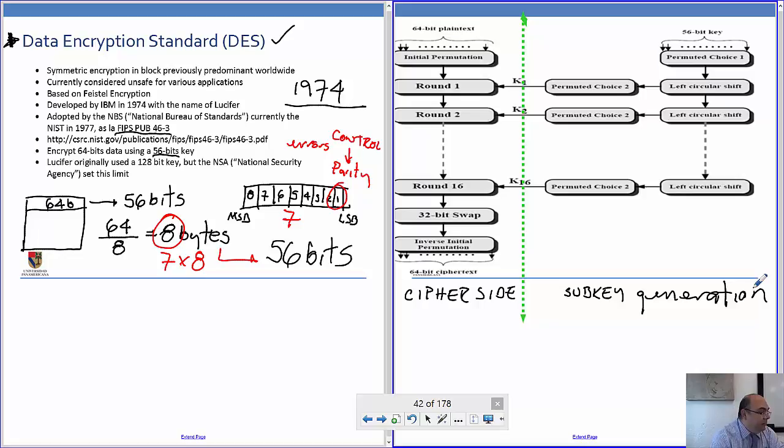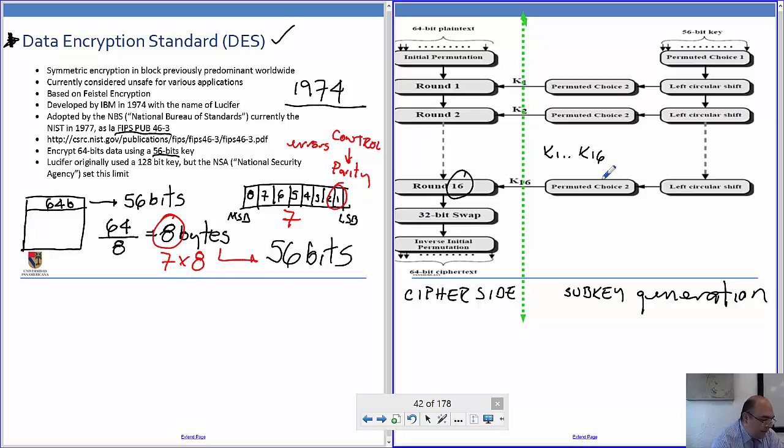How many? In this case, we are going to have 16 rounds. This is specified in the standard, to have 16 rounds. So if we are going to have 16 rounds, we need to have a subkey from 1 to 16. Okay, I'm going to show you how to make those.